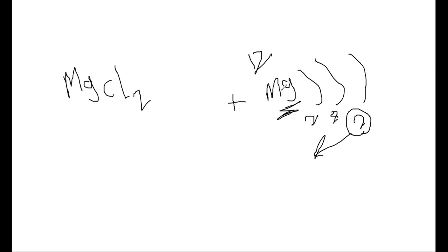Okay, in this case, for magnesium, does the magnesium atom lose 1 or 2 electrons? 2 electrons. So it becomes positive 2. Positive 2. Okay.